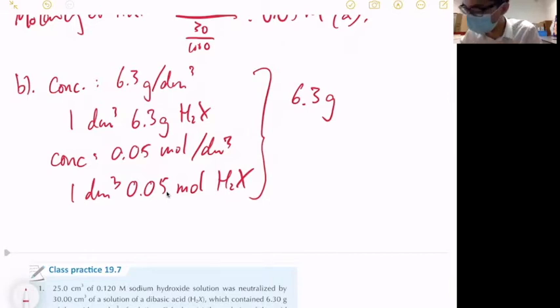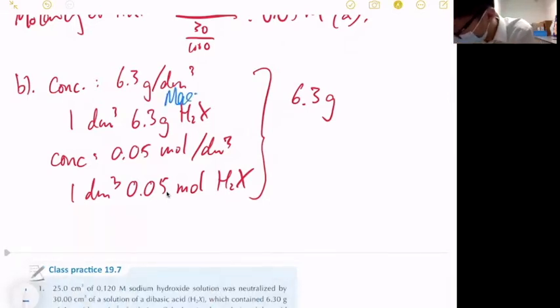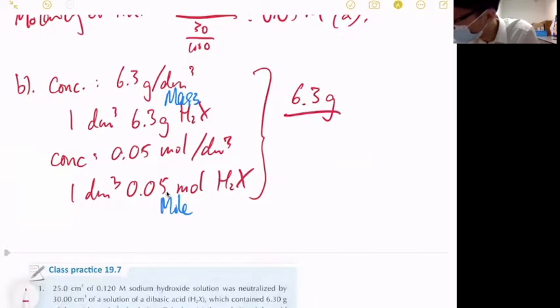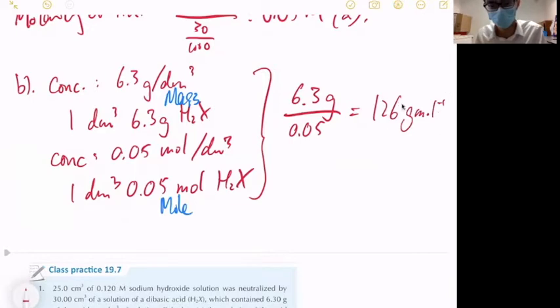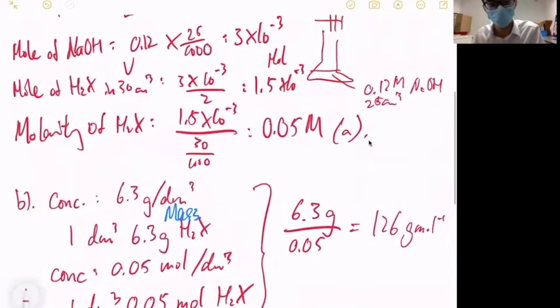So we have the mass, and we also have the number of mole. So we can calculate by dividing 6.3 by 0.05, and you will get 126 as the molar mass. That's the answer of B part.